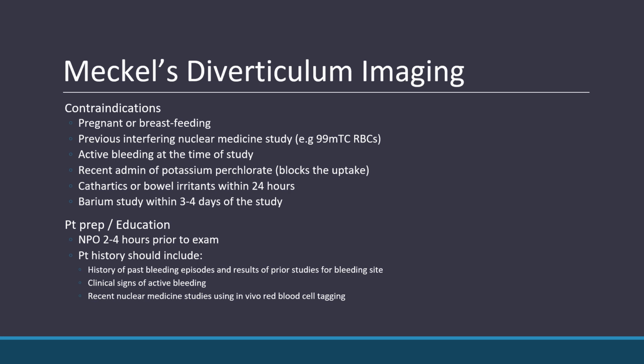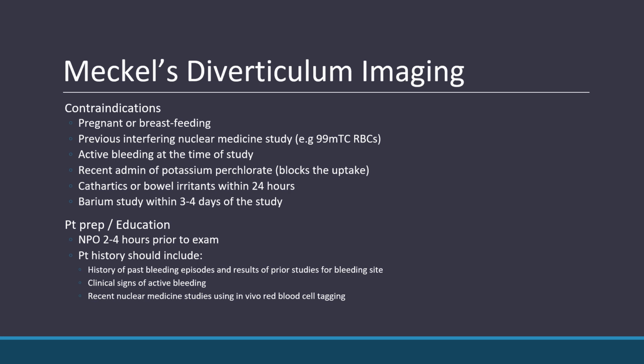Previous interfering nuclear medicine study, an example of this would be a Tc-99m red blood cell study. If the patient had bleeding, or blood in their feces, then they may have been recently ordered a GI bleed study. That would interfere with this test, so there needs to be a period of time in between, usually just a couple of days, maybe up to a week. And then active bleeding at the time of the study.